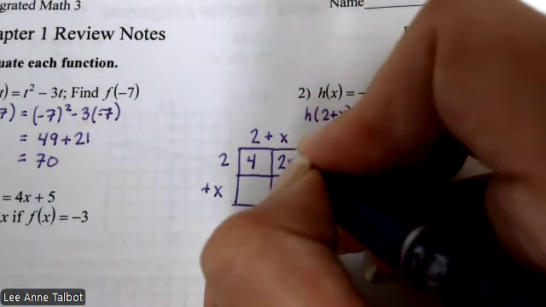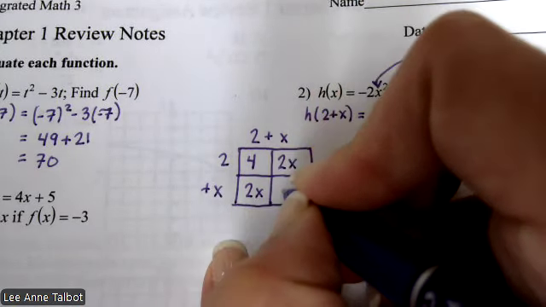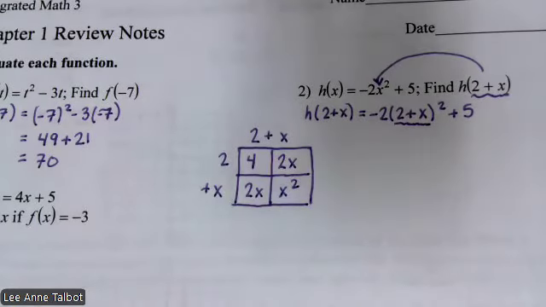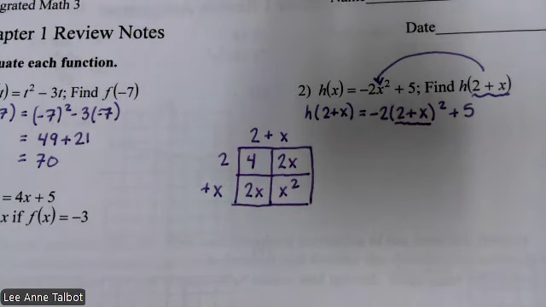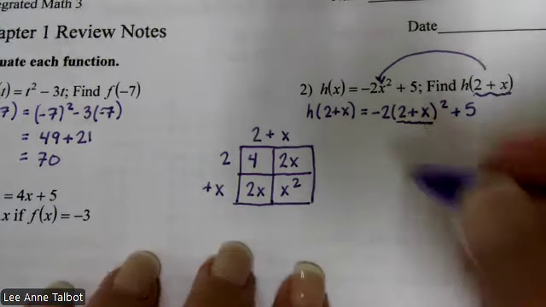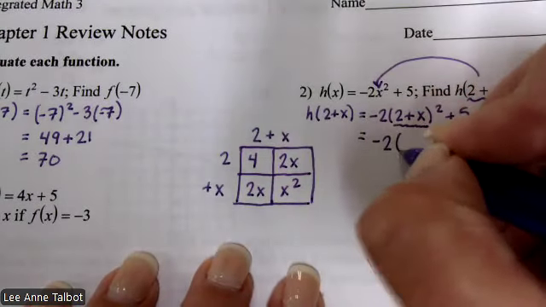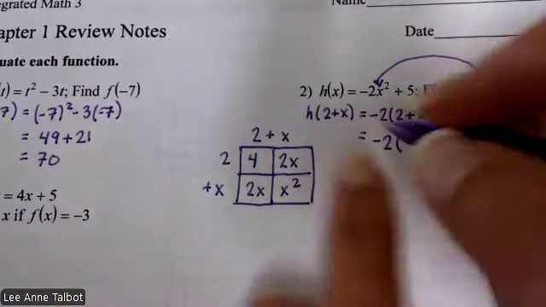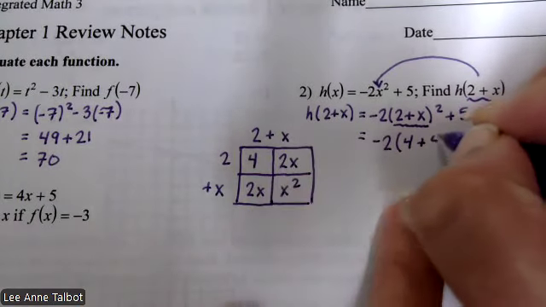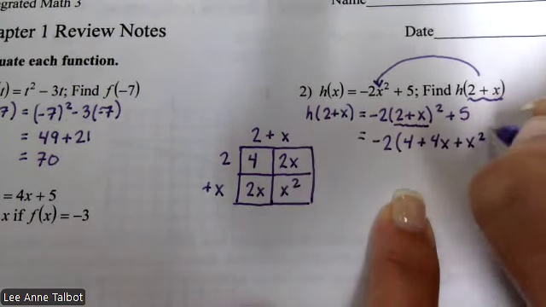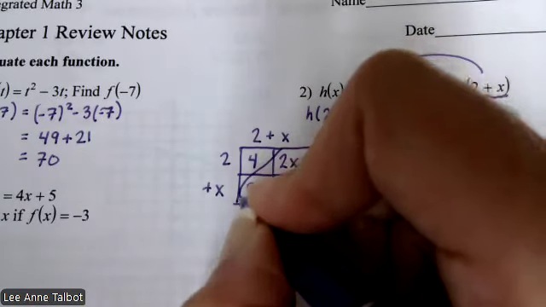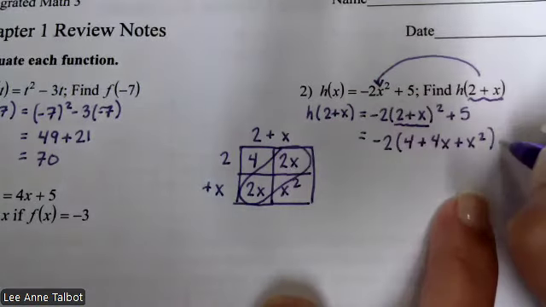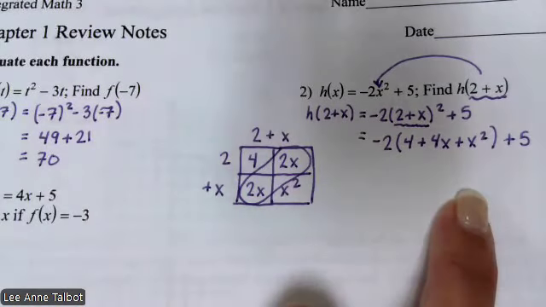2x, 2x, x squared. Do you guys see why I needed a box? Because it was square. Beautiful. Okay, -2. Now I'm going to put this stuff in parentheses right where this squiggle was. So 4 plus 4x plus x squared. Plus 5.